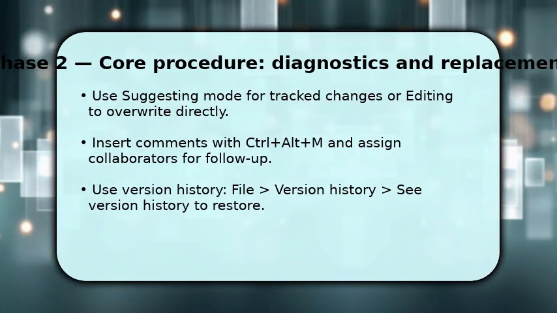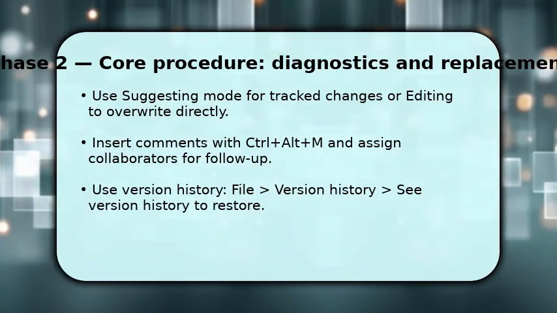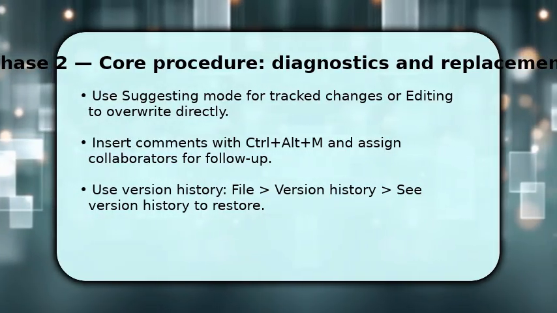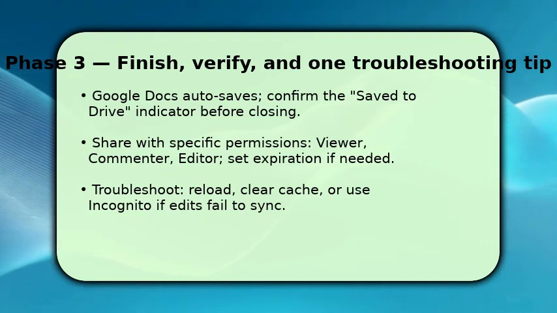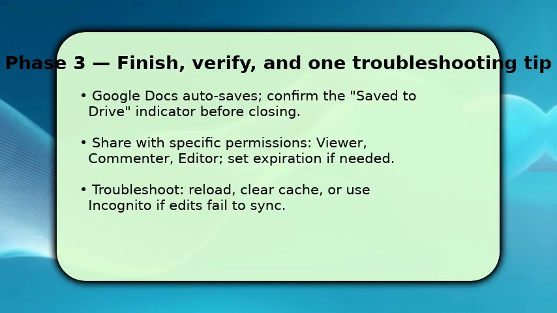Also, make sure to name versions from File, Version history. This helps you revert or compare later if something goes awry. You finish by confirming the Save to Drive message so you don't lose work. Google autosaves, but a visual check helps.